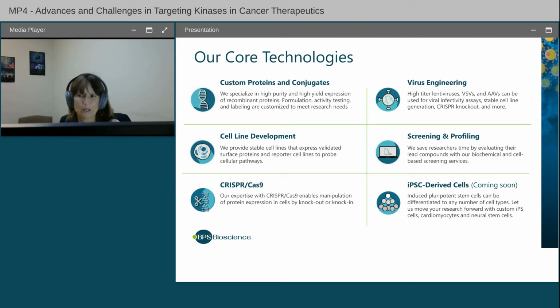We also provide screening and profiling services. We save you time by evaluating lead compounds with our biochemical and cell-based screening services. And coming soon are our iPSC-derived cells. We'll provide differentiated cardiomyocytes and neural cells derived from induced pluripotent stem cells.